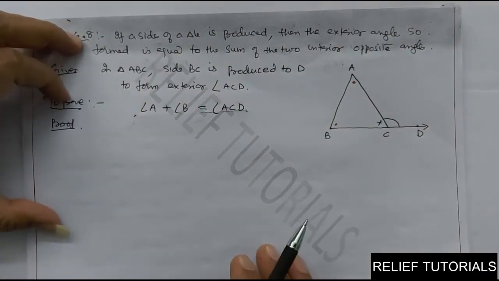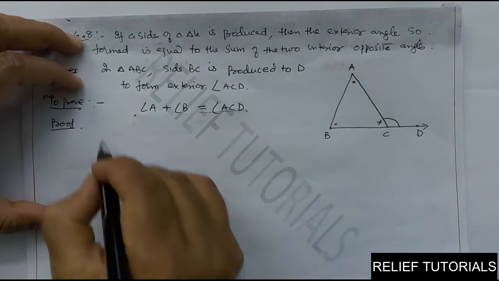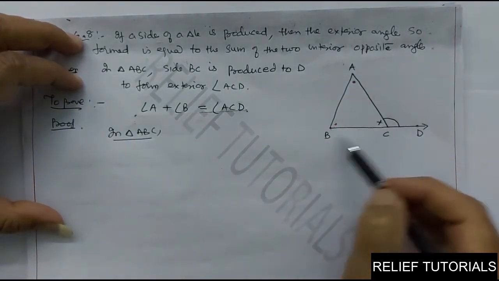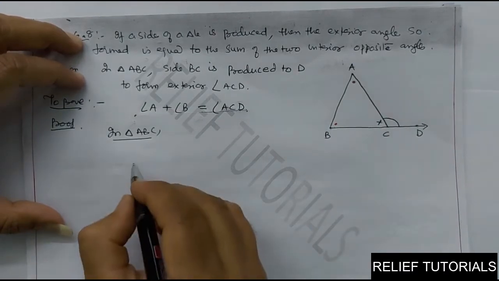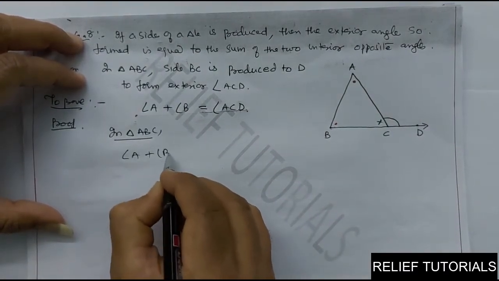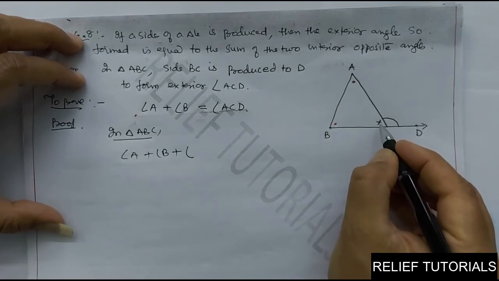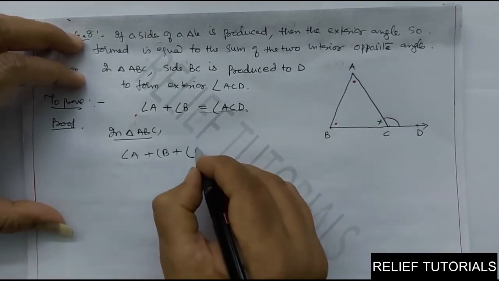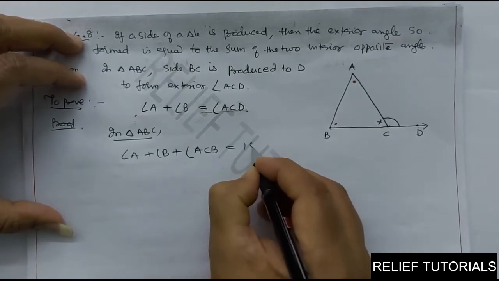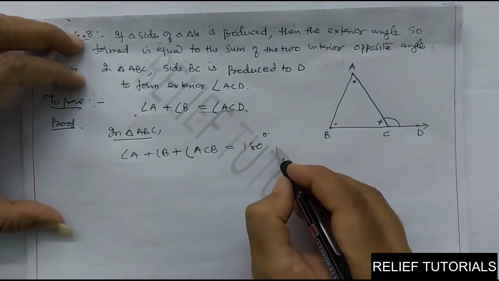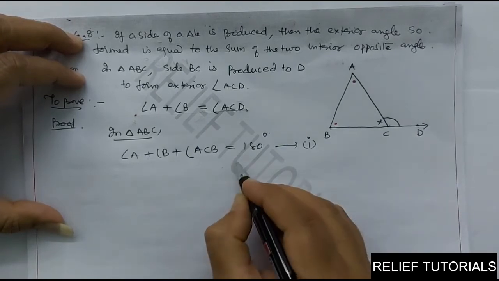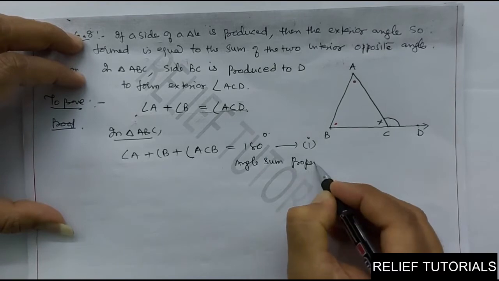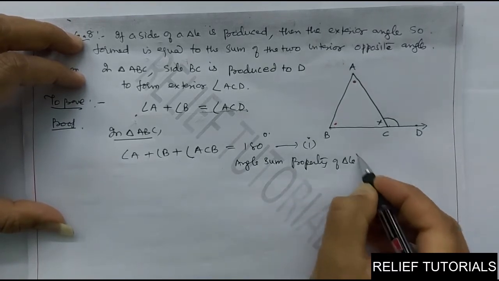Now the proof. In triangle ABC, the sum of three angles of a triangle is 180 degree. So I can write angle A plus angle B plus, I can't write C, why? Because this is also C and this is also C. So I have to write ACB. Angle A plus angle B plus angle ACB is equal to 180 degree. This is 1. You can write angle sum property of triangle. This is the reason.